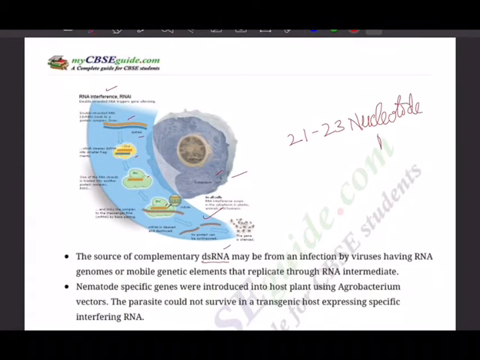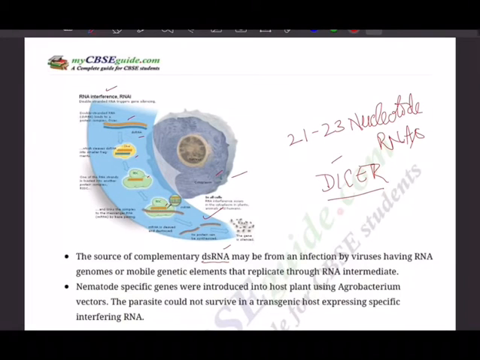Nucleotide RNAs. This is step number 1. An RNase enzyme called dicer. Dicer is an RNase, an enzyme, which cuts the dsRNA molecules from virus, transposon, or through transformation into small interfering RNAs. So, siRNAs, small interfering RNAs. Who is cutting that? Dicer enzyme.